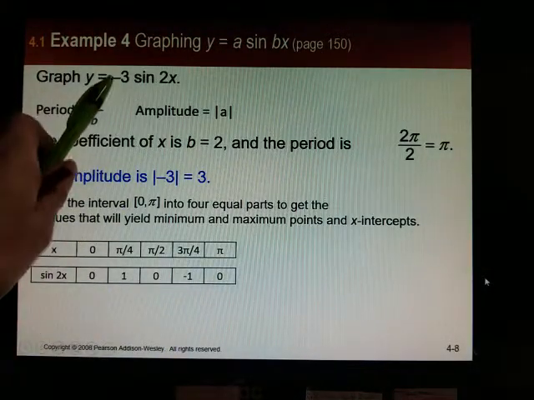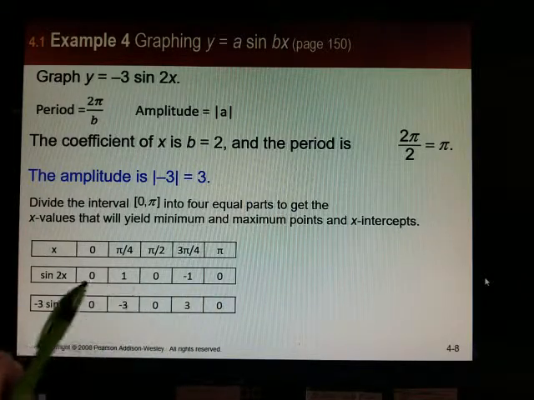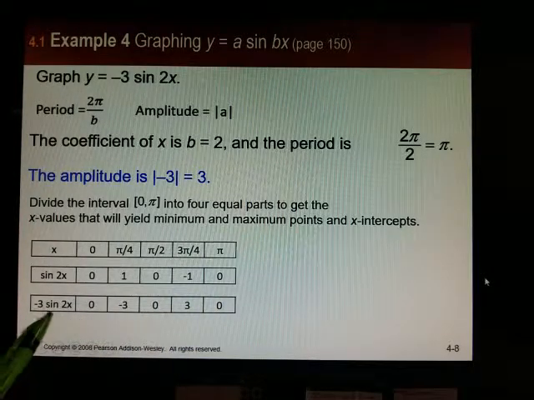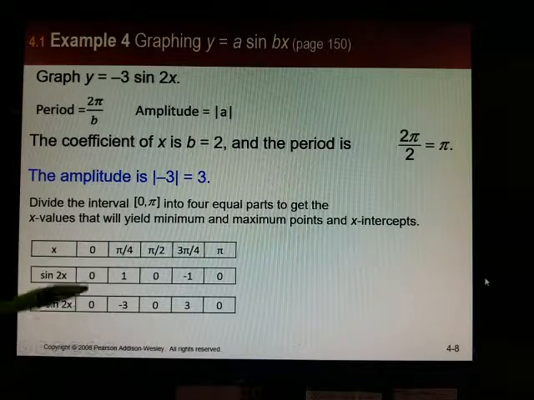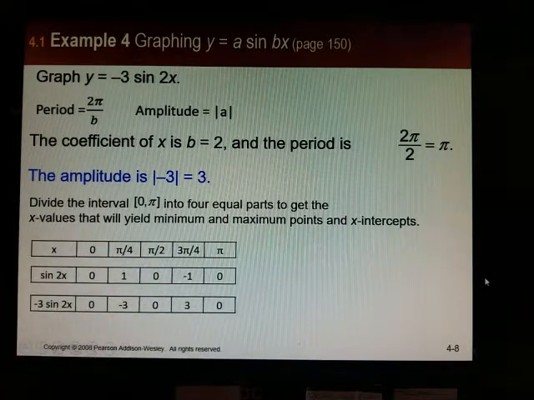Now I have the coefficient out front of a -3, so I multiply every single one of these y values right here by a -3. So then I need to plot the point 0, 0, pi fourth is at -3, pi half at 0, 3 pi fourths is 3, and pi is at 0.